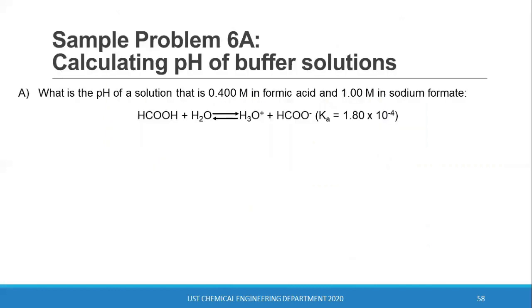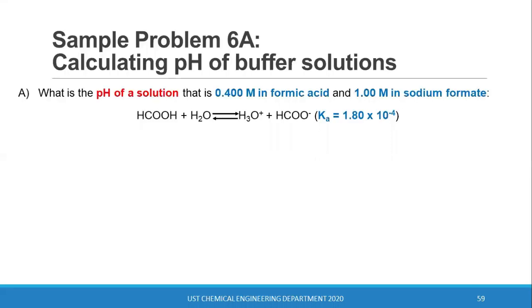Let us try to solve sample problem 6A, calculating the pH of buffer solutions. In this problem, we are asked to calculate the pH of a solution containing 0.4 molar formic acid and 1 molar sodium formate. Before we proceed with the solution, let us remember that buffers are composed of conjugate pairs of weak acids and bases. Thus, we can use the previously learned techniques in solving for the pH.